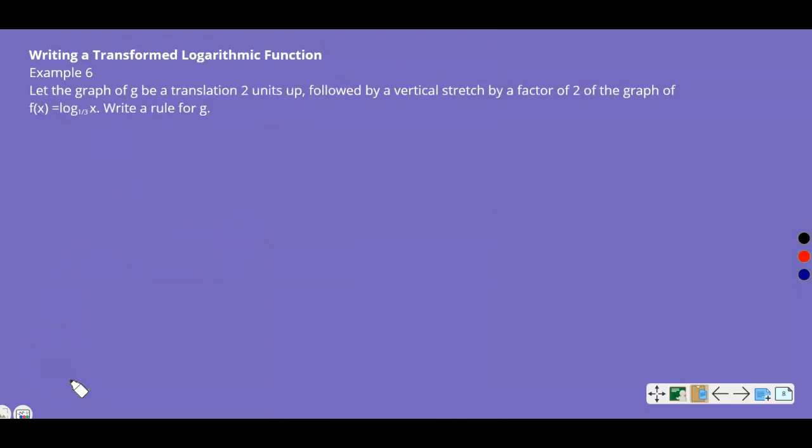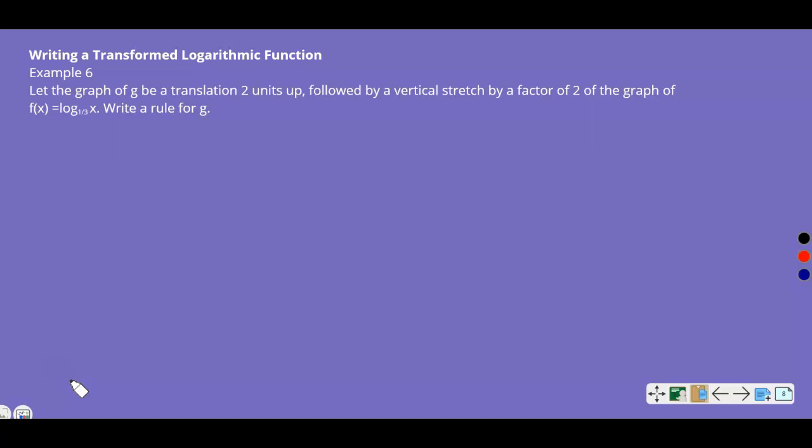All right, last example, writing a transformed logarithmic function. Let the graph of g be a translation 2 units up, followed by a vertical stretch by a factor of 2 of the graph of f of x equals log base 1/3 of x. Write a rule for g.